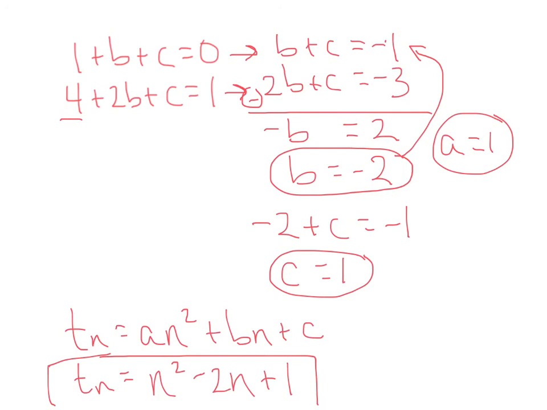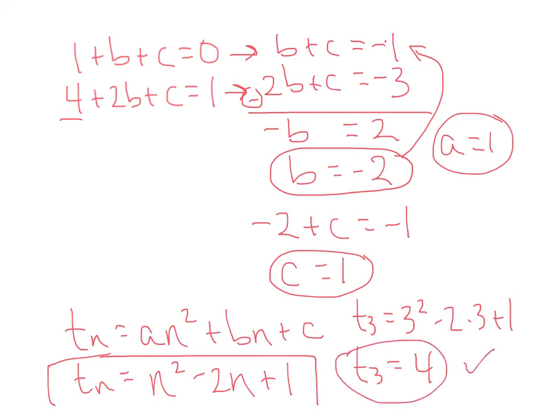Let's test it out by finding the third term. So if I want the third term, that means n is 3. So I'm going to put 3 in for the different n values. And that's 3 squared minus 2 times 3 plus 1. And that is 9 minus 6, which is 3, plus 1 is 4. And if you go back to your table, the third term was 4. So now we can be sure that this is, in fact, our formula. I'm going to do one more example on the next slide.